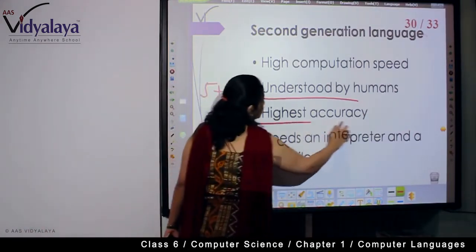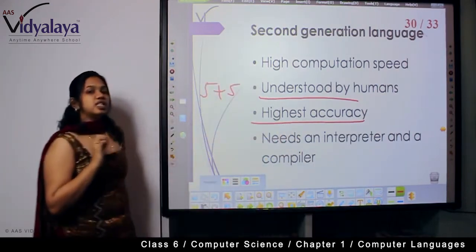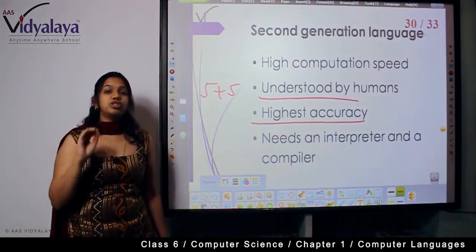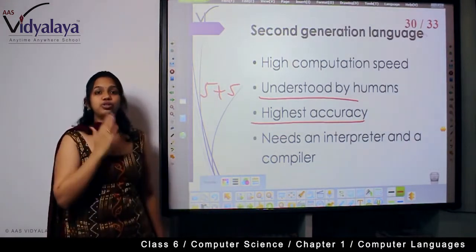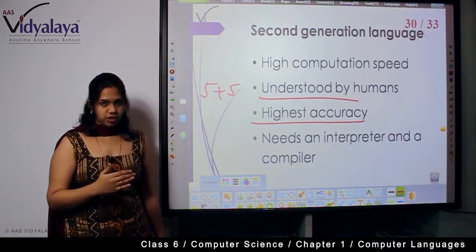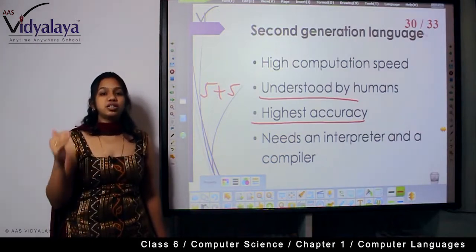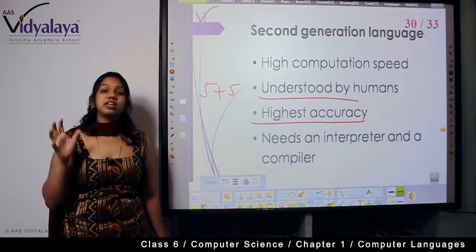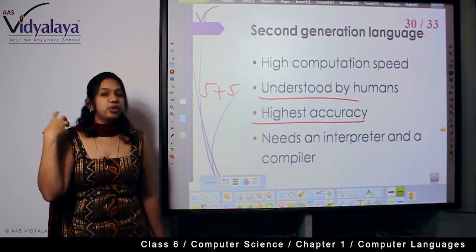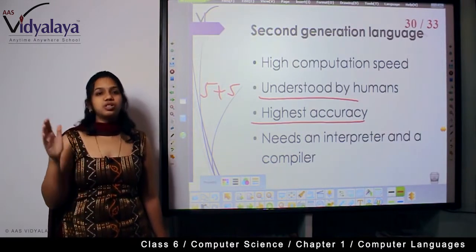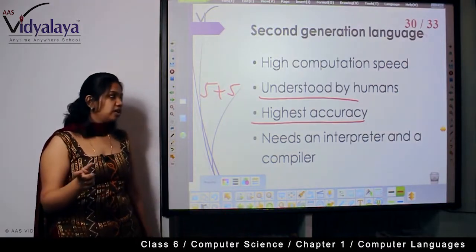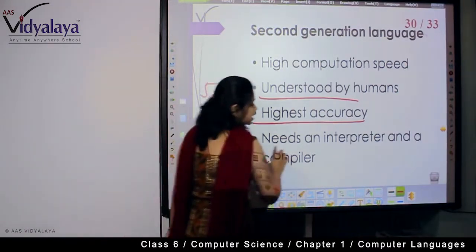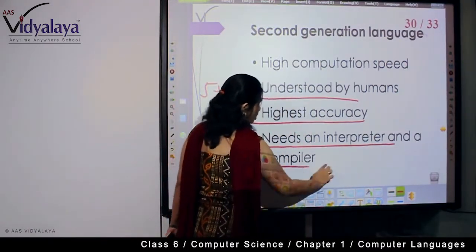Okay. Highest accuracy. Yes. This is one thing that's very much different from any other languages. When you code or when you use this kind of programming language, we would have the highest accuracy. Accuracy means what? Correctness. The answer that you get back is going to be 100% perfect. Okay? That's what accuracy means. Perfection.